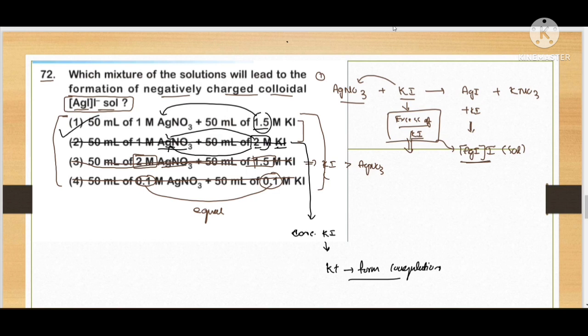Why? Because the concentration of potassium iodide is higher than silver nitrate only by 0.5 molar. So option 1 is correct, which leads to the formation of negatively charged colloidal solution.